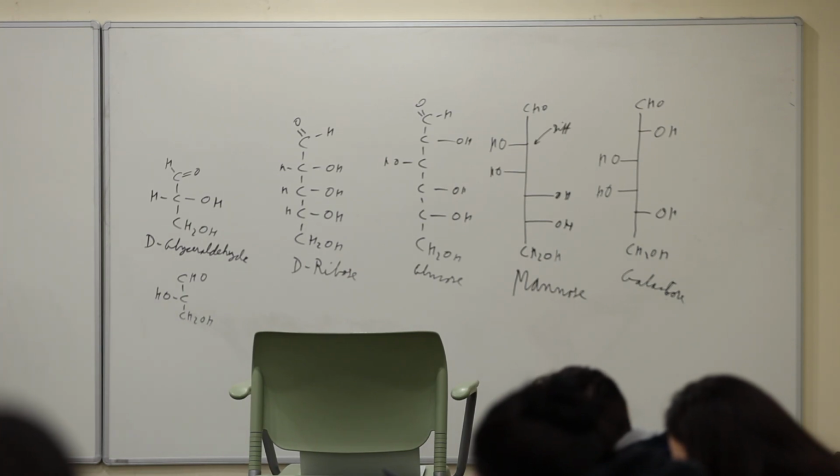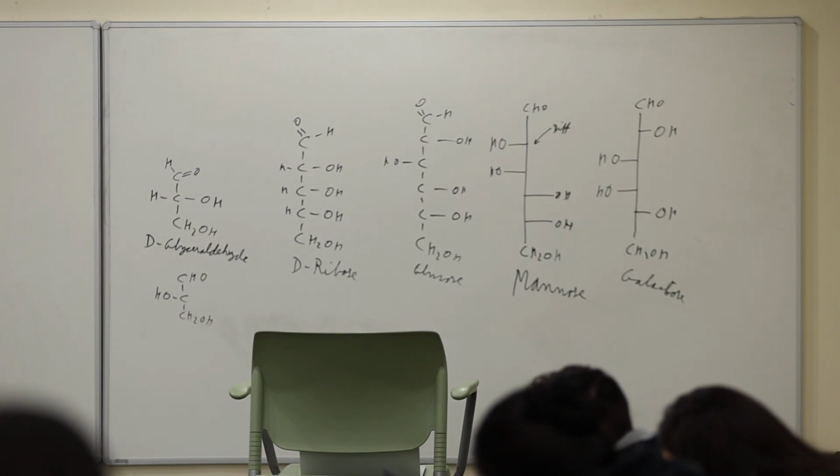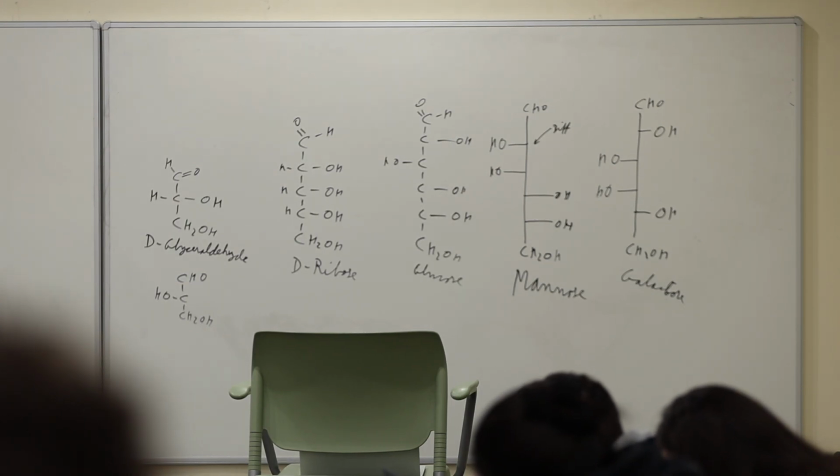Alright, so besides these, you also have the ketoses, and a ketone will have a keto group instead of an aldehyde group, right? And obviously you cannot have a ketone at carbon 1, right? Why not?